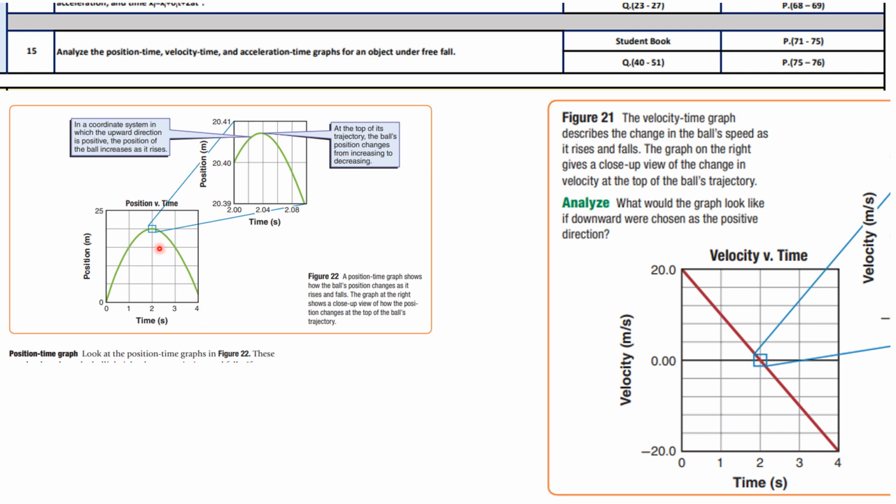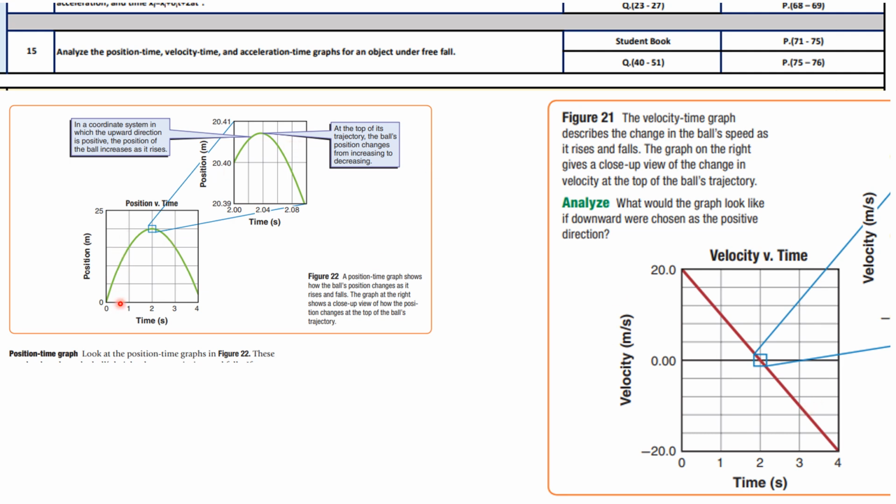So at the top, what's going on? The trajectory changes its direction. At the beginning it was increasing, at the top it's 0, and then it starts to decrease. So here is the stop. What is the meaning of stop? It means the velocity will become 0. So here is the same representation.